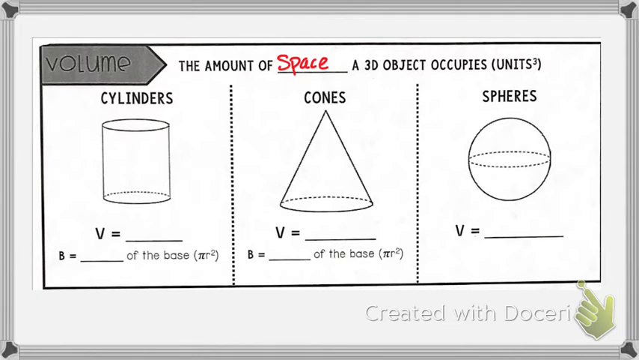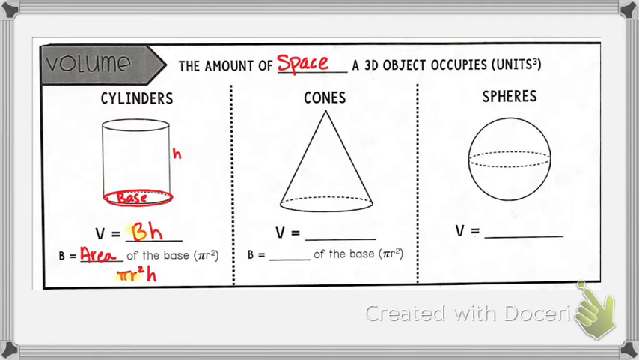First, we have cylinders, where this is the base, and this part right here is the height, h. We have the formula: volume equals area of the base times the height. Remember, the capital B is area. Since the base is a circle, we use pi r squared for that. So in theory, it would be pi r squared times height, because that's what B is.